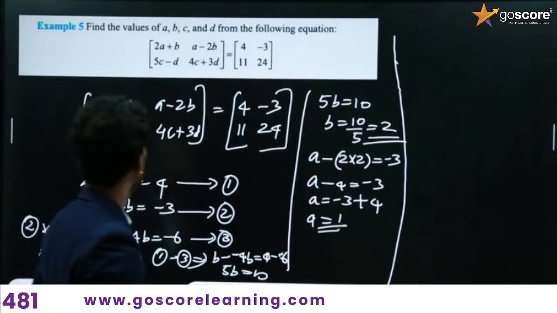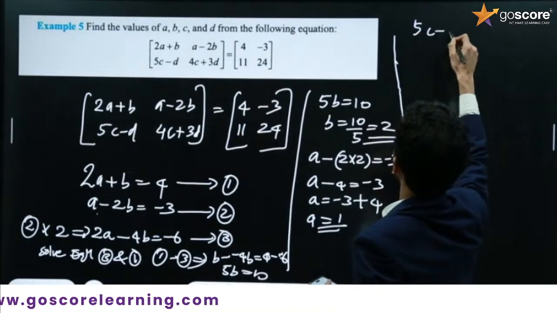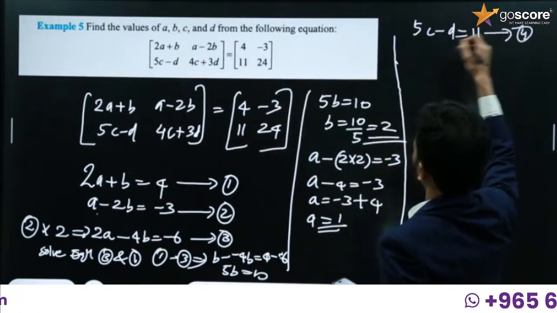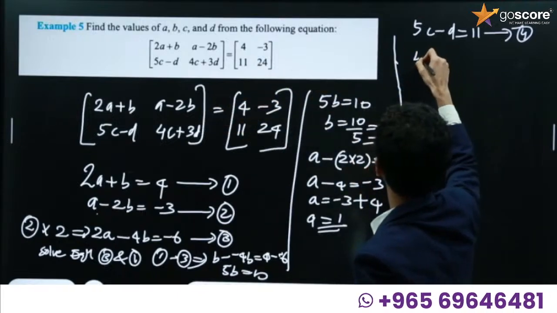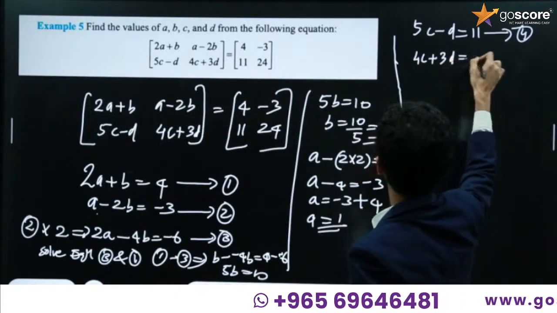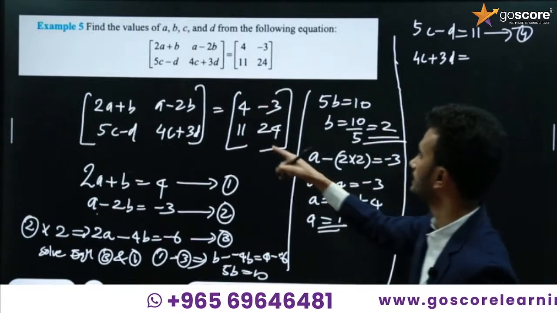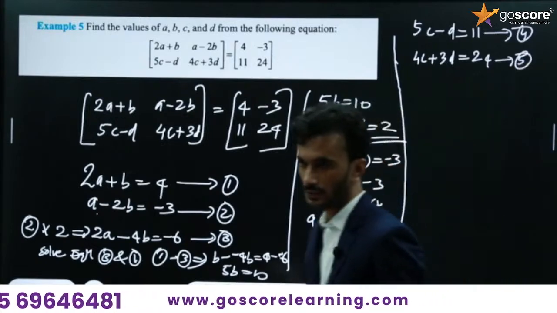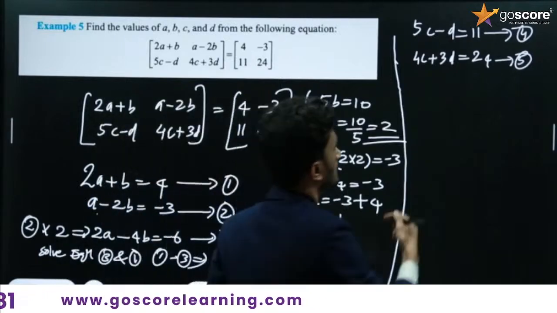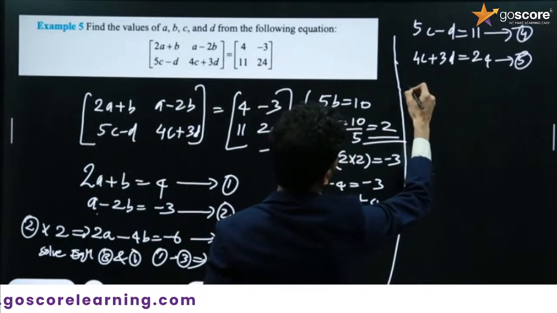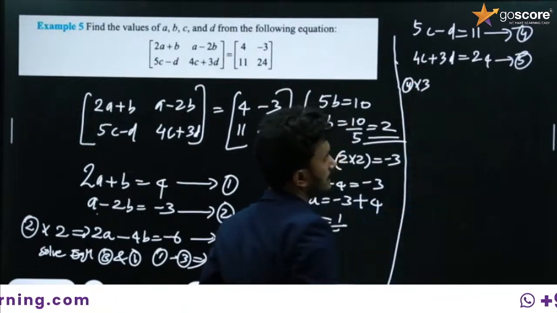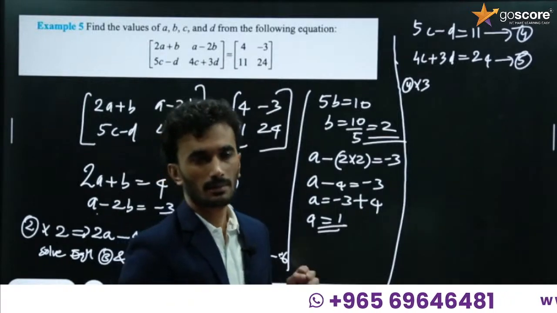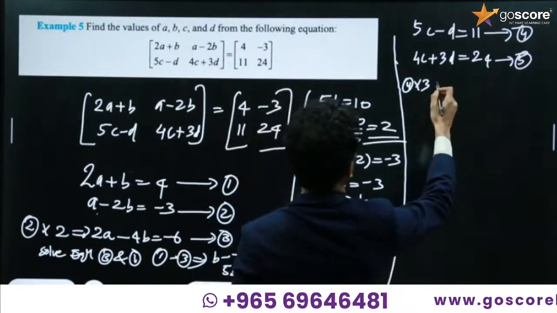Then again solve this one. 5c minus d is equal to 11. Equation number 4. Then 4c plus 3d is equal to 24. Equation number 5. So I am taking the first equation and multiplying with 3 because here it is 3d. Equation number 4 is multiplied with 3. So what will be the result?